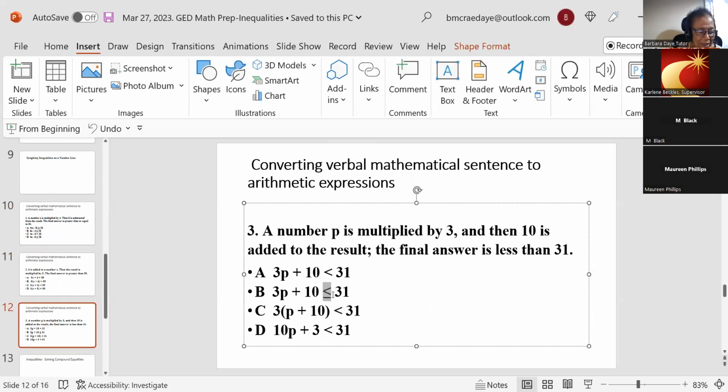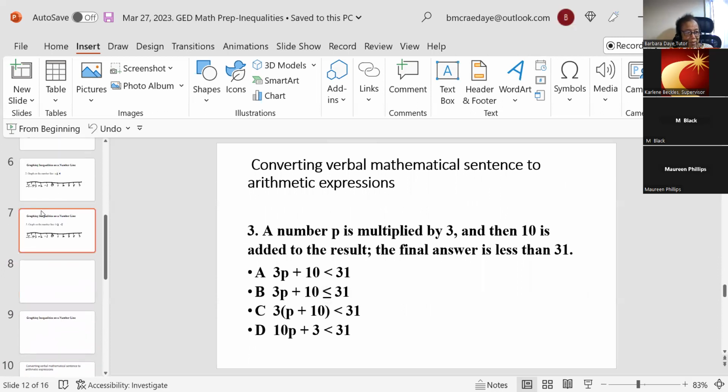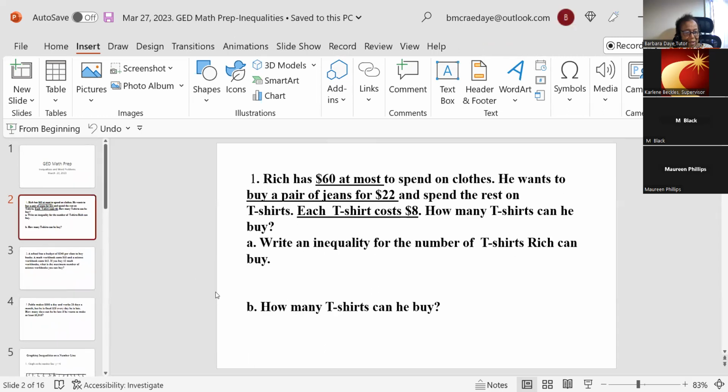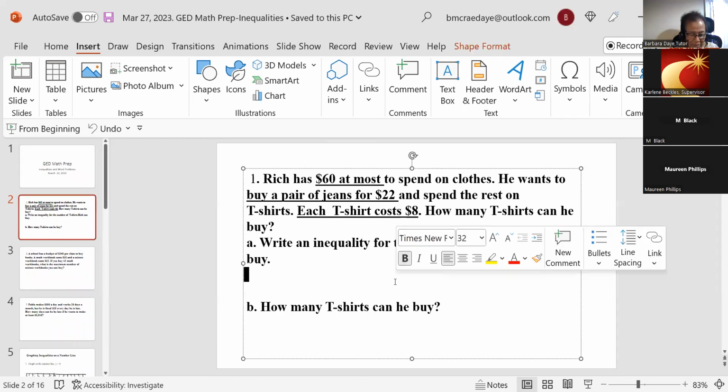Okay, let me just grab this less than or equal sign here and put it back where we were. All right, so let me just put the less than or equal here.